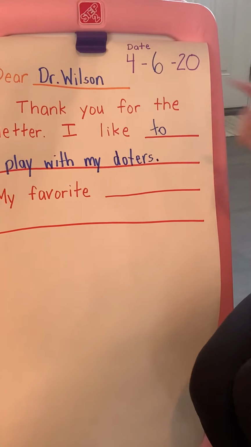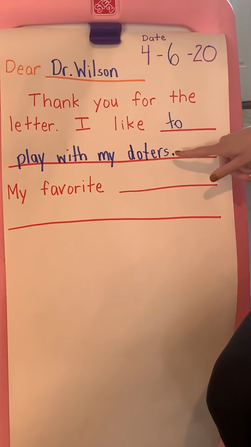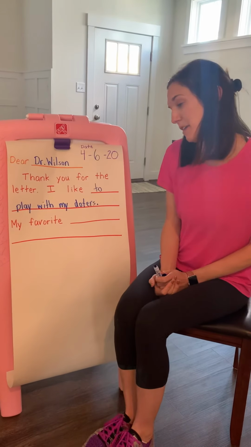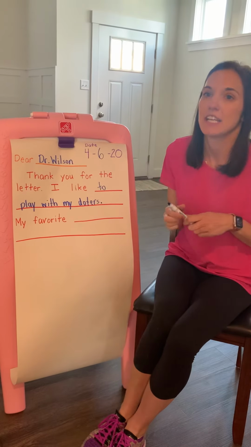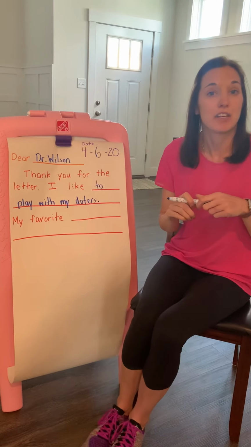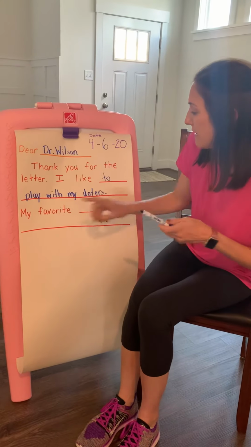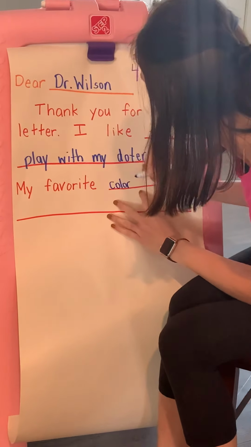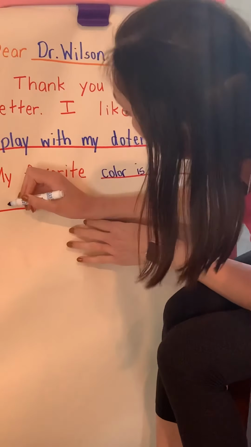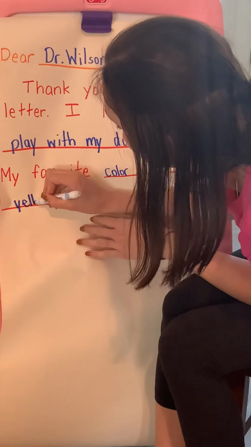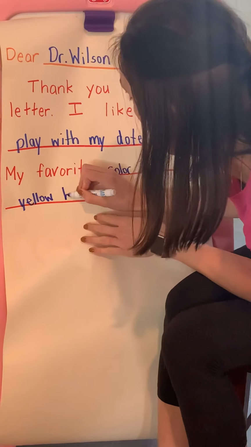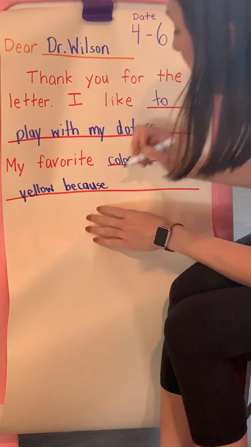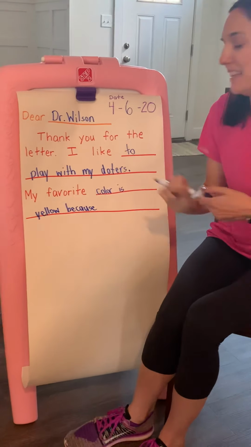If you look, I started my sentence with a capital and I ended my sentence with a period. I'm going to write my next sentence about something that is my favorite. I'm going to teach you about my favorite color. My favorite color is yellow. And I'm going to add why. My favorite color is yellow because it is bright like the sun.